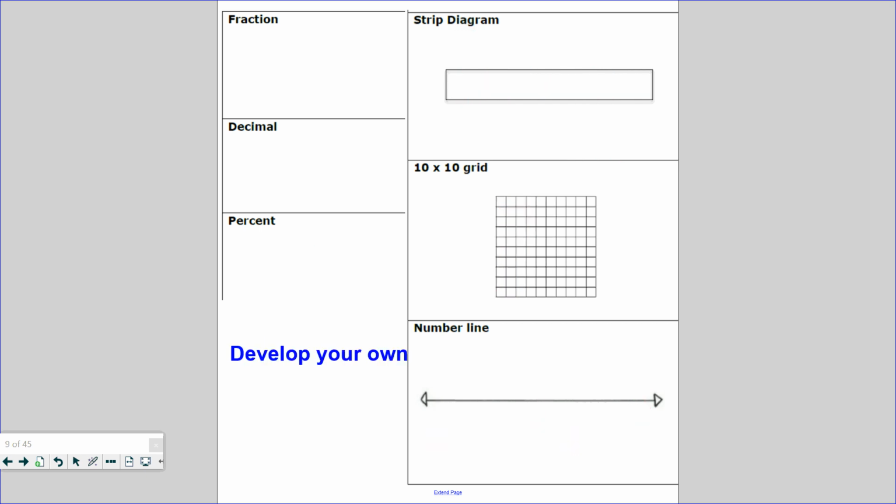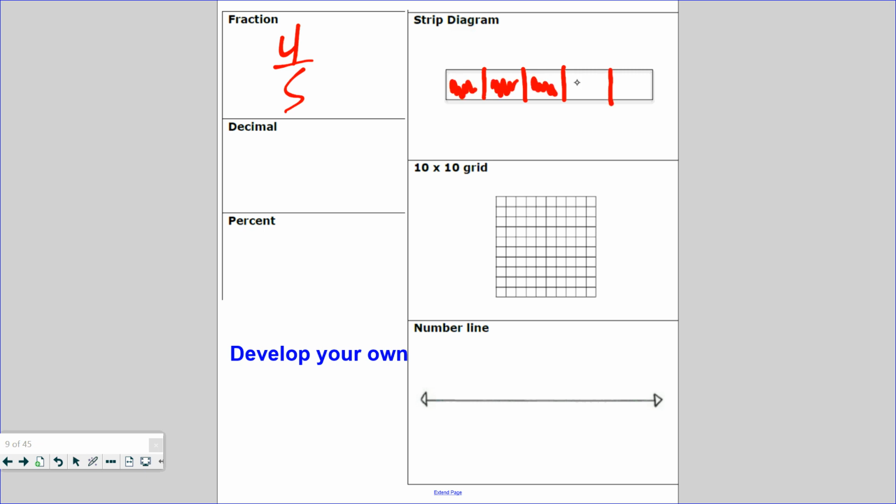What you're going to do now is develop your own. In homework, you can develop any problem you want. For example, maybe you would like to do, I don't know, 4/5. So I break this into 5 equal sections and shade in 4 of them.